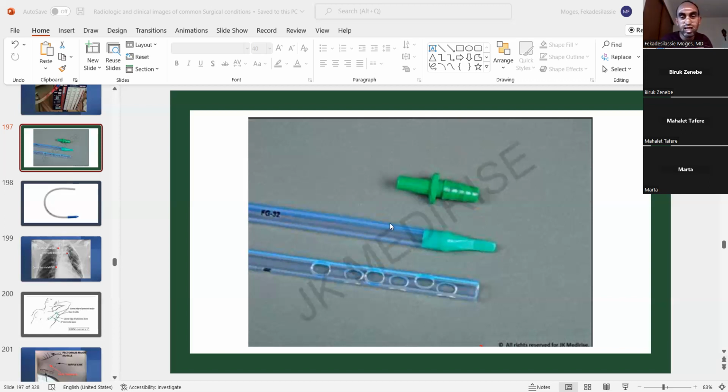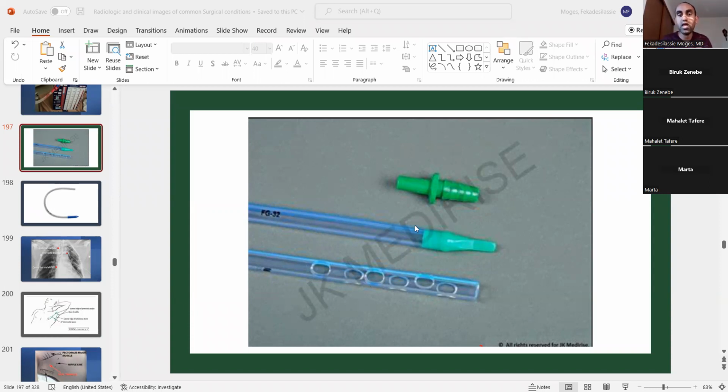You clamp. Excellent. So before I cut, I clamp here. I clamp here, I cut here. Clamp it here and cut it over here. If you forget that and you cut it, the patient is breathing, the patient develops iatrogenic pneumothorax. Okay, iatrogenic pneumothorax.